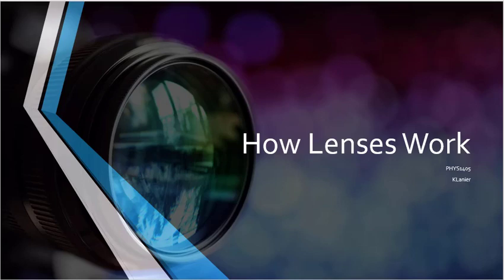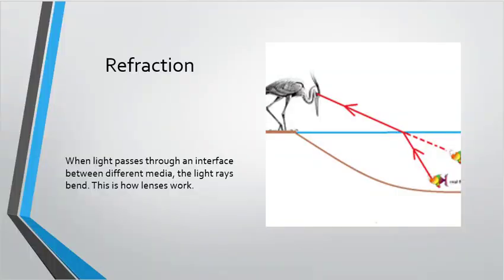So we're going to talk a little bit about how lenses work. And we'll start with the idea that when light passes through an interface, so like between air and glass, the light rays are going to bend. And that is essentially what we're counting on when you're working with lenses and light.